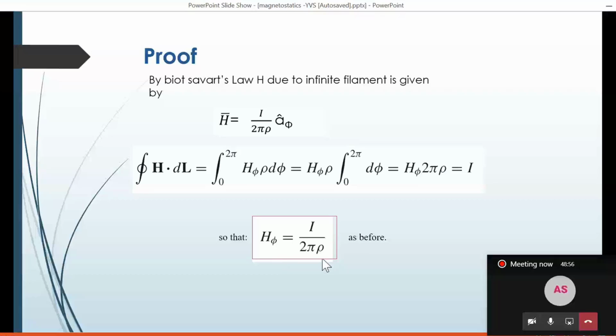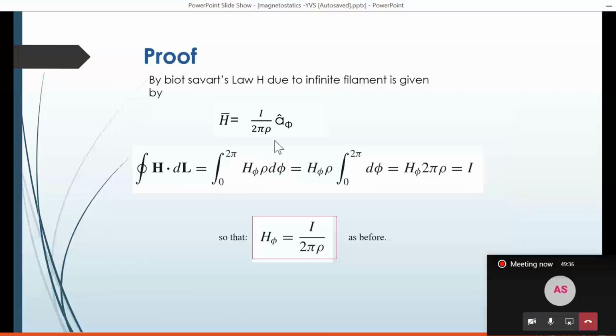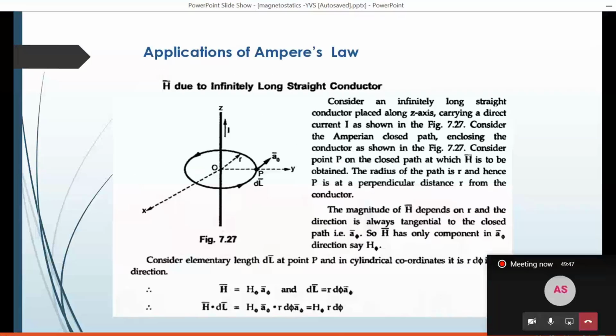So now there are different applications of the Ampere's circuital law. The first application is to find h bar due to infinitely long straight conductor. Now we know already this equation, h bar is equal to I upon 2 pi r into a phi cap, and we are going to find out same equation using Ampere's law. Now we are going to derive same equation by applying Ampere's law. So that is discussed here.